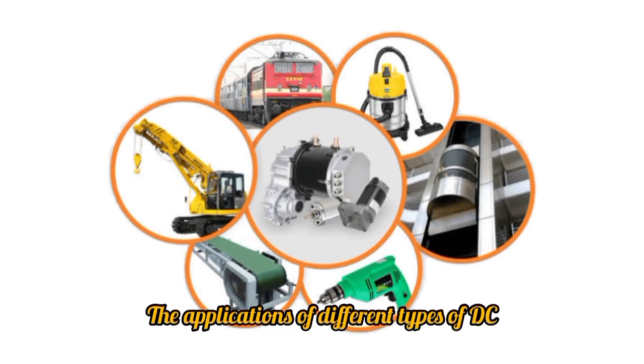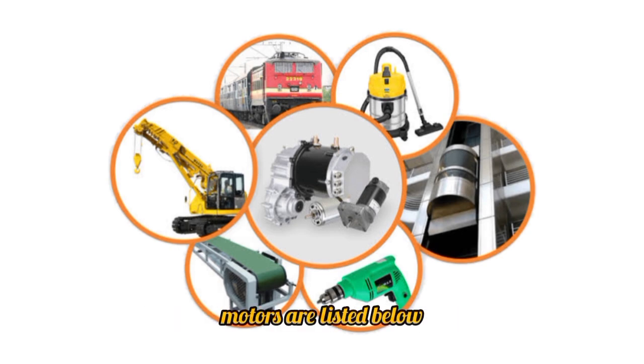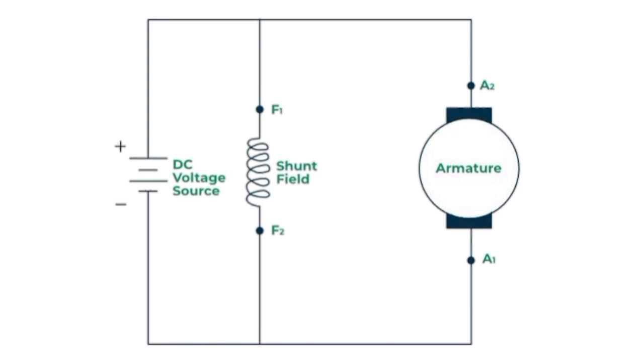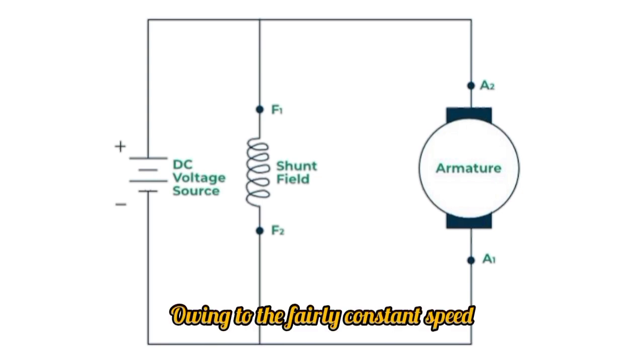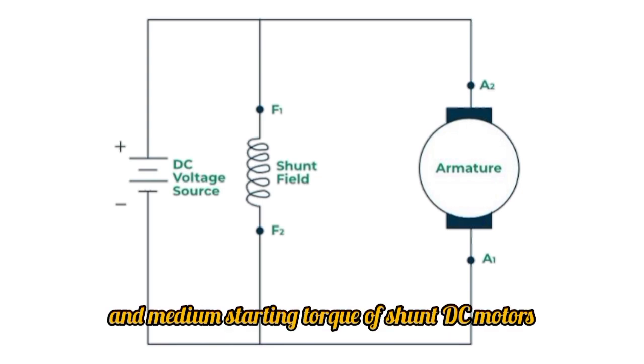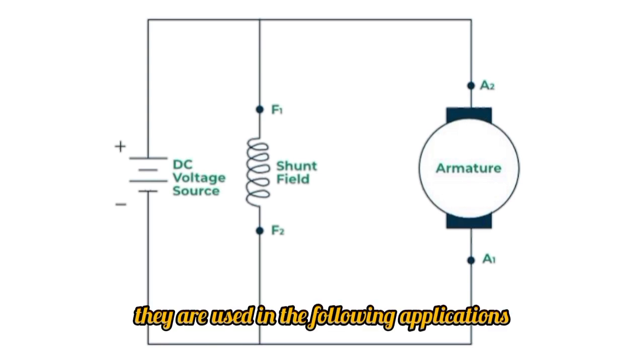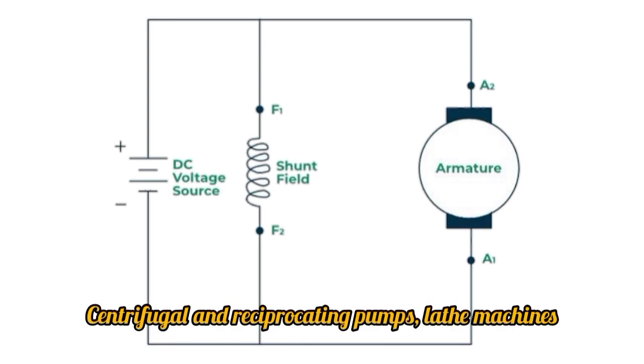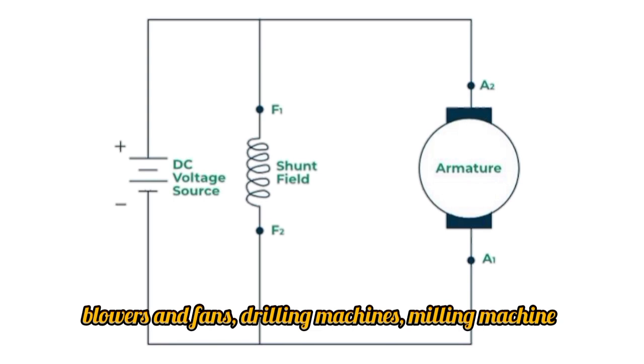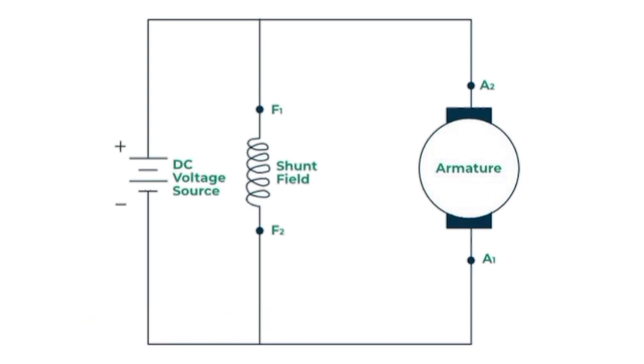Applications of DC motor. The applications of different types of DC motors are listed below. Shunt DC motors. Owing to the fairly constant speed and medium starting torque of shunt DC motors, they are used in the following applications: centrifugal and reciprocating pumps, lathe machines, blowers and fans, drilling machines, milling machines, machine tools.